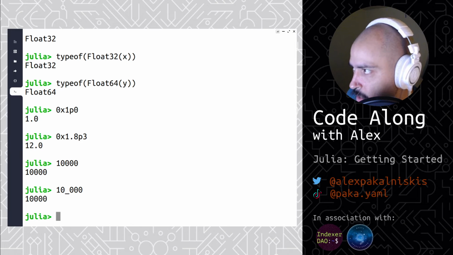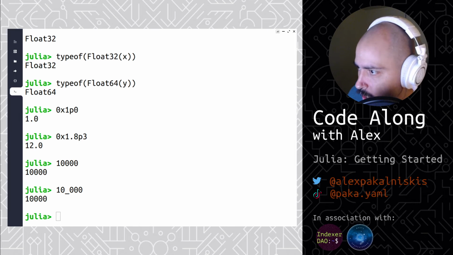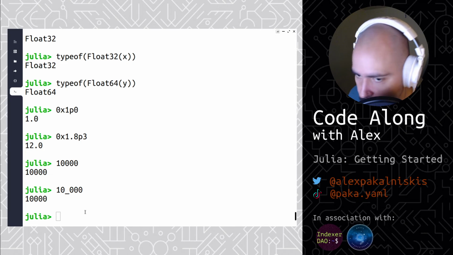Okay. Getting there. It's a lot about floating points. There's a lot about numbers, I guess, but I guess Julia's about numbers.